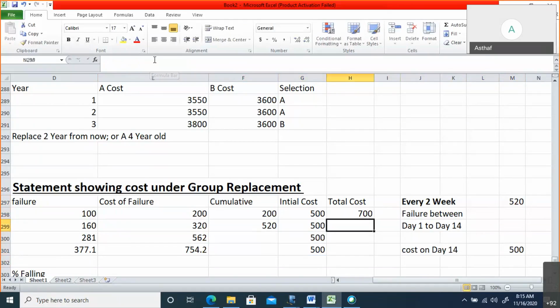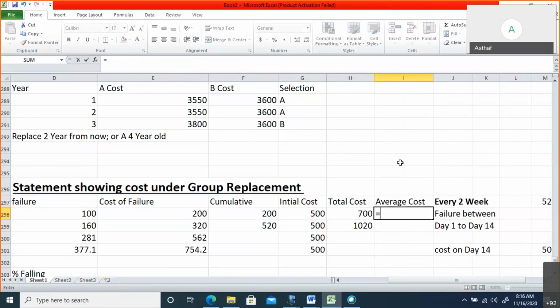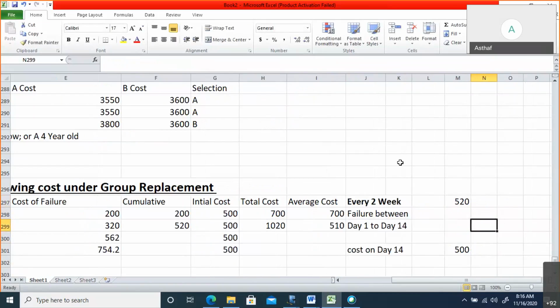So what will be the situation? You have 520 plus 500, that is 1020. This is for 1 week, and this is for 2 weeks. We are not able to compare, so we take the average cost, which is what we always do normally. So what will be the average cost? 700 for 1 week, 510 for 2 weeks. So it is looking reduced. Now we were done for every 2 weeks.